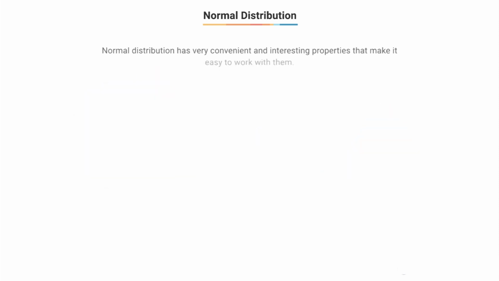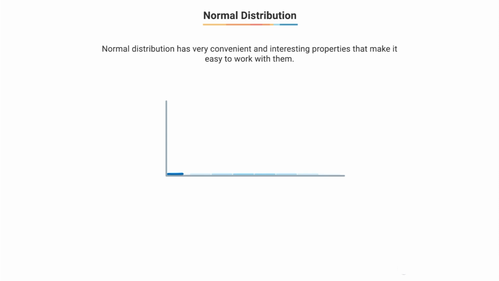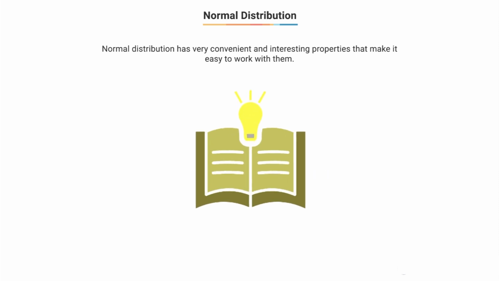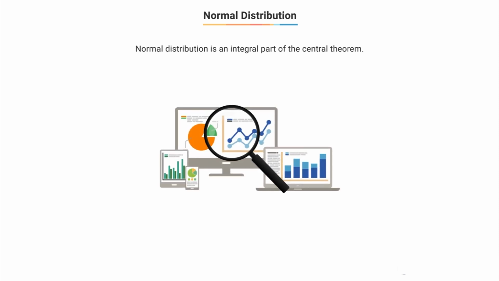The second reason is that once we know that something follows a normal distribution, and knowing that normal distributions have some interesting properties, it makes it very convenient to work with them. And the third reason is that the normal distribution appears in a very important theorem which will form the base of most of the inferential statistics problems that we'll solve. This theorem is called the central limit theorem. For these reasons, the normal distribution is an extremely important distribution.